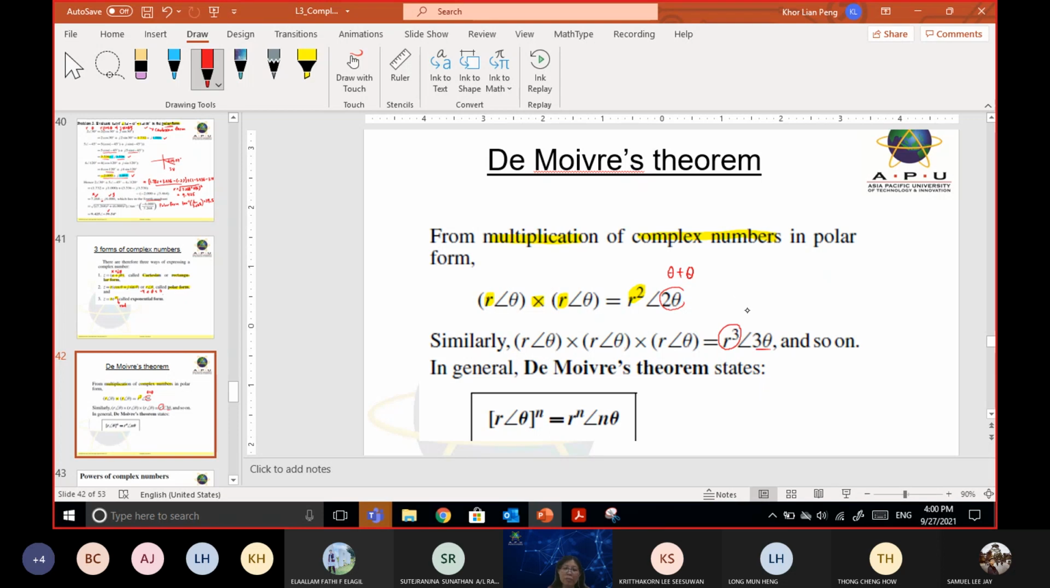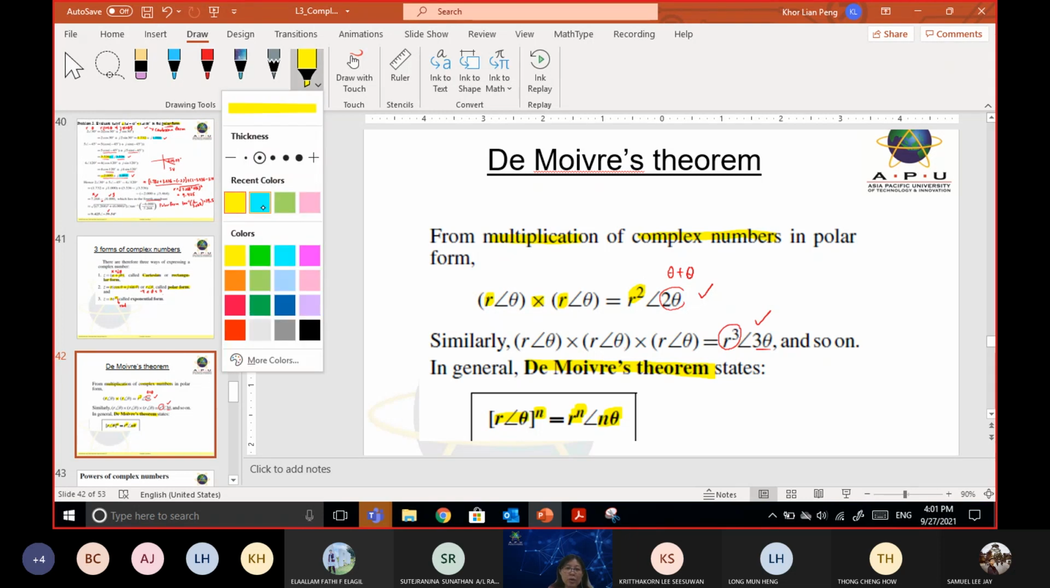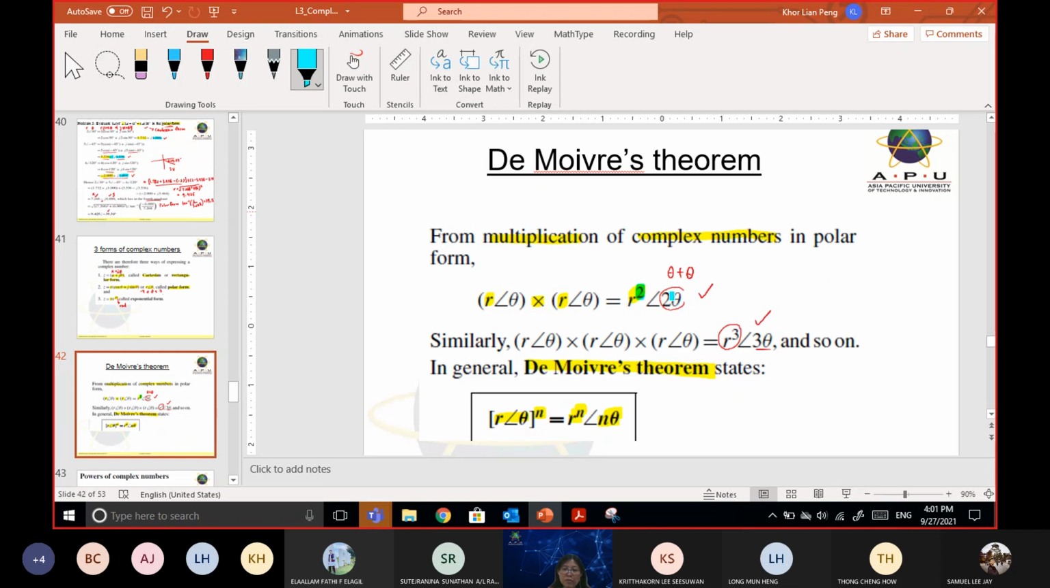Okay, so from the power of 2 and the power of 3, we found that we can summarize the polar form with the power of n as r to the power of n, then n times theta. As you can see right here, when we have the power of 2, this is 2 theta. When here is the power of 3, this is 3 theta. Okay, so this is de Moivre's theorem.